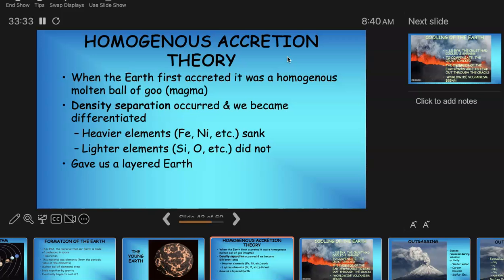In a sphere, out is down, out is the center. So the heavier elements, iron, nickel, etc., sank, leaving the lighter elements, silicon and oxygen, etc., closer to the surface. This gave us a layered Earth. This idea is called the homogeneous accretion theory.